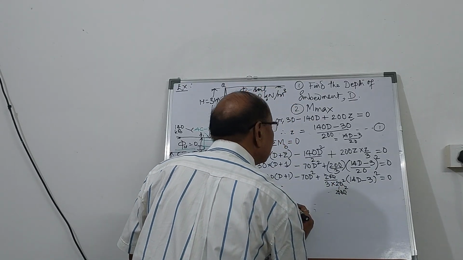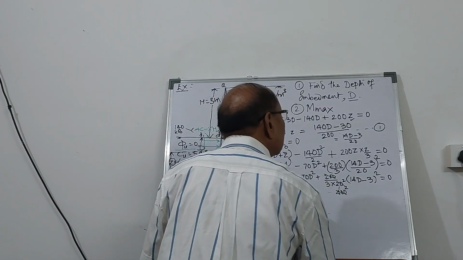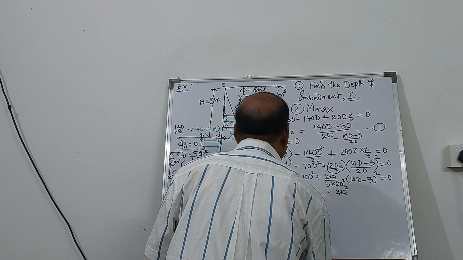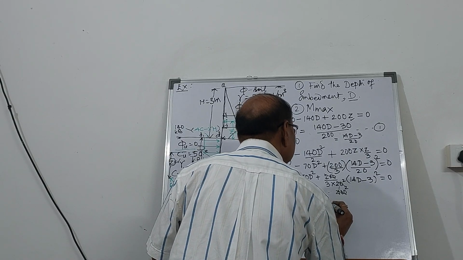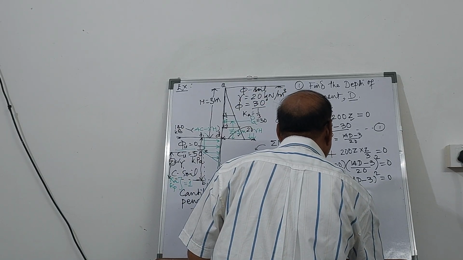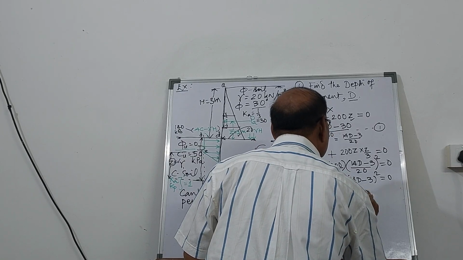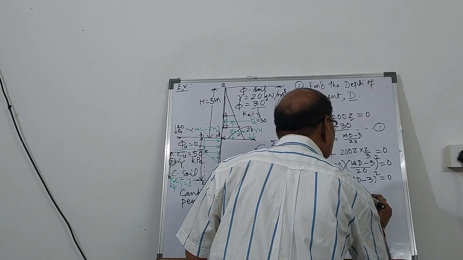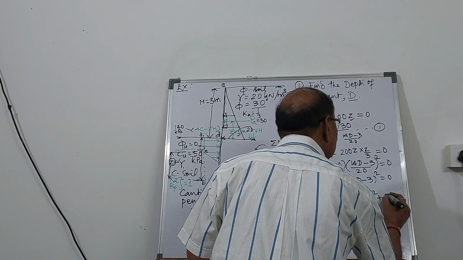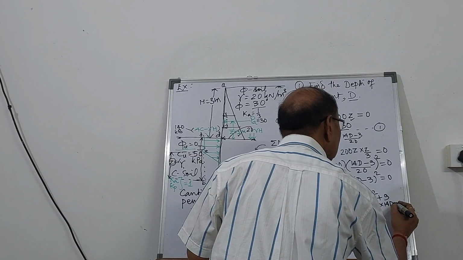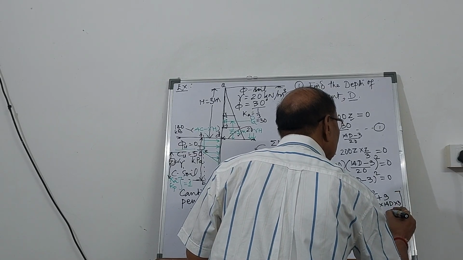So further simplification, we'll see that we can write it as 30d plus 30 minus 70 d square, plus 1 upon 6 into 14d whole square, must be equal to 0.